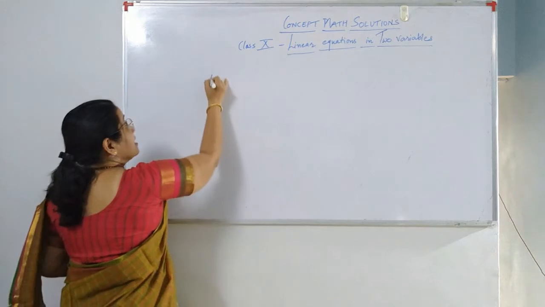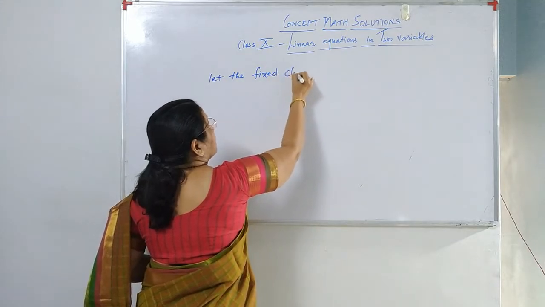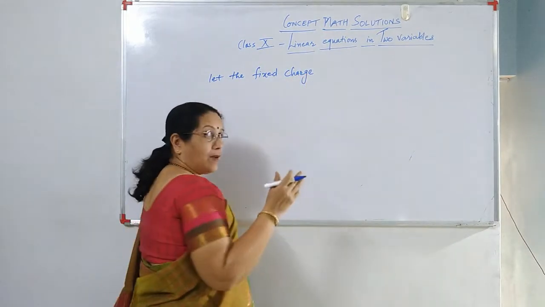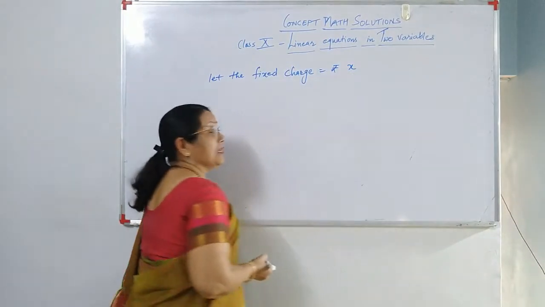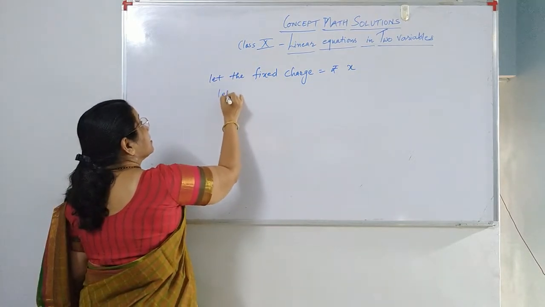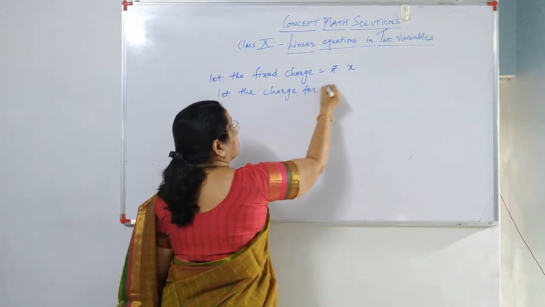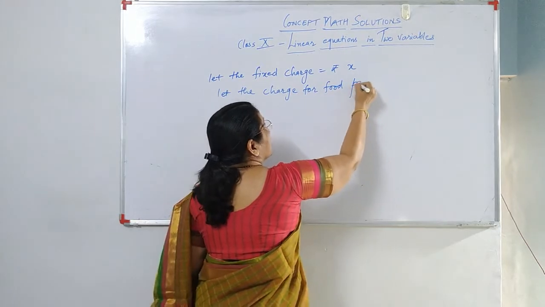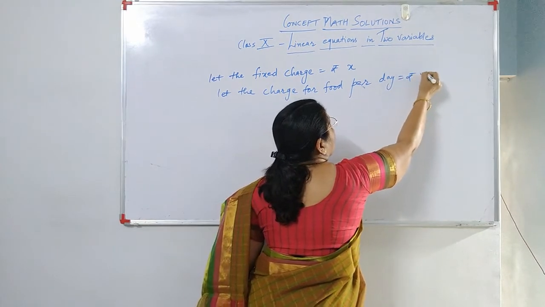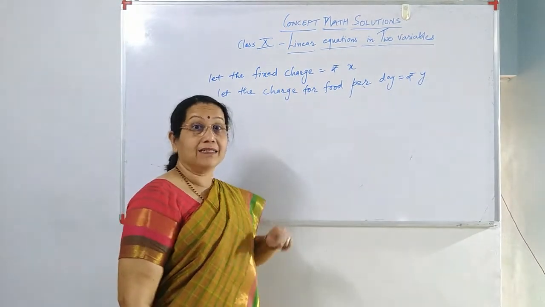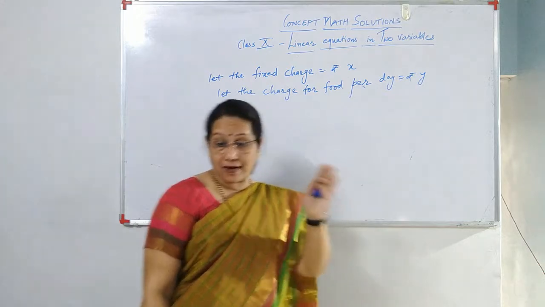So what we do is let the fixed charge be X. Whether you stay in the hostel for 20 days or 25 days or a month, you have to pay this fixed charge, say rupees X. Now let the charge for food per day be Y. Now if I stay in the hostel for 10 days, I will pay X plus 10Y, because 1 day is Y rupees, so 10 days, 10Y rupees.